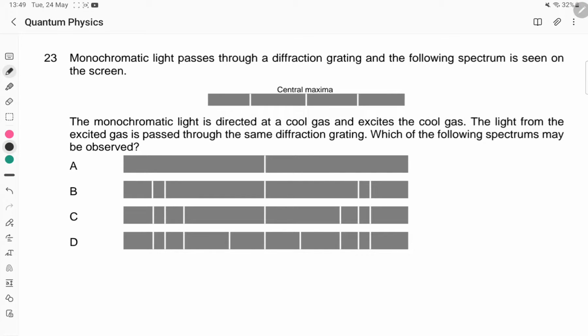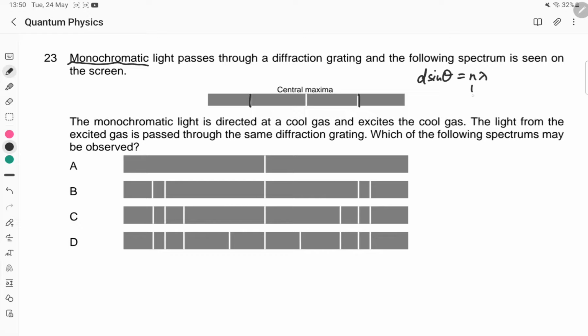For this question, we have a monochromatic light passing through a diffraction grating. You see the pattern is as such. Monochromatic means only one wavelength. Therefore, the pattern is only like one line. Next, we know from the diffraction grating equation, d sin theta equals n lambda.